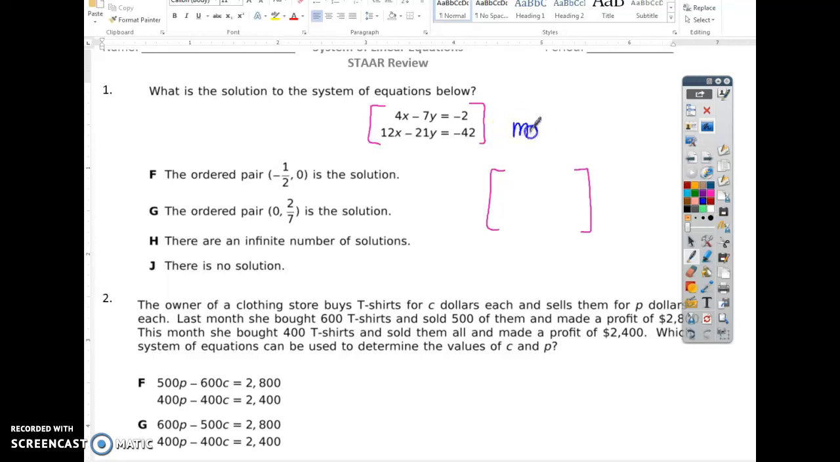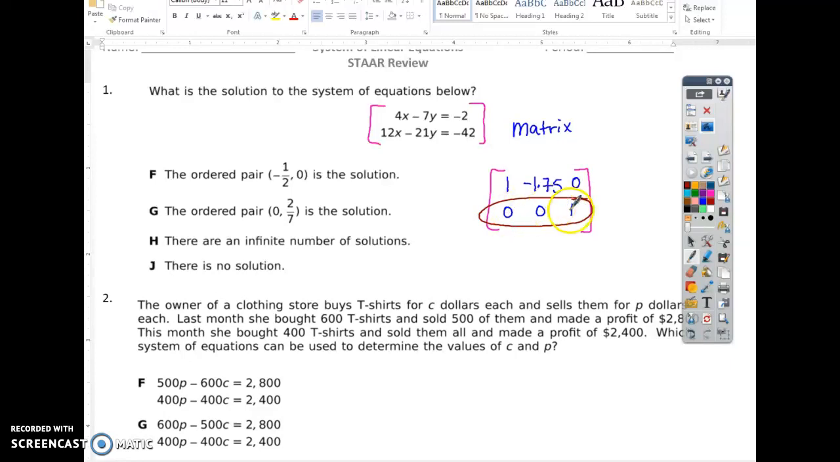After you have done matrix on this problem, you end up with 1, negative 1.75, 0, and 0, 0, 1. First of all, this is not one solution. Okay? One solution means 1, 0, 0, 1. That's not what that says. So, the bottom, you're going to look at the bottom and see if that's a true statement or not.